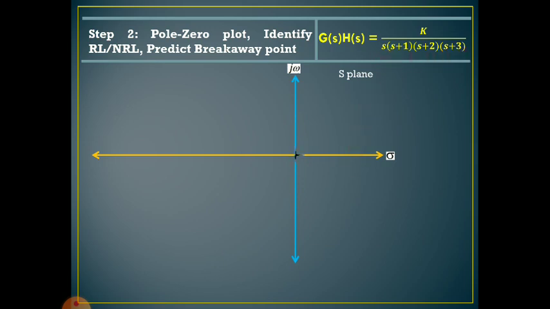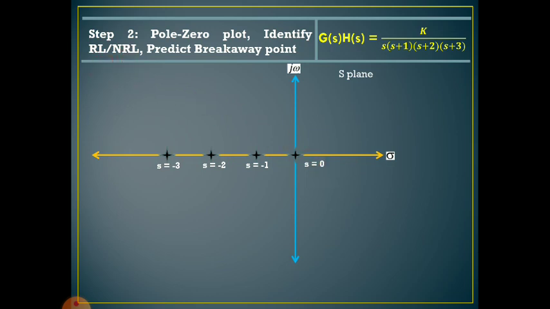So now we will plot the poles. We have a pole at s is equal to 0. Then we have a pole at s is equal to minus 1. Then we have a pole at s is equal to minus 2. Then we have a pole at s is equal to minus 3. There are no zeros.